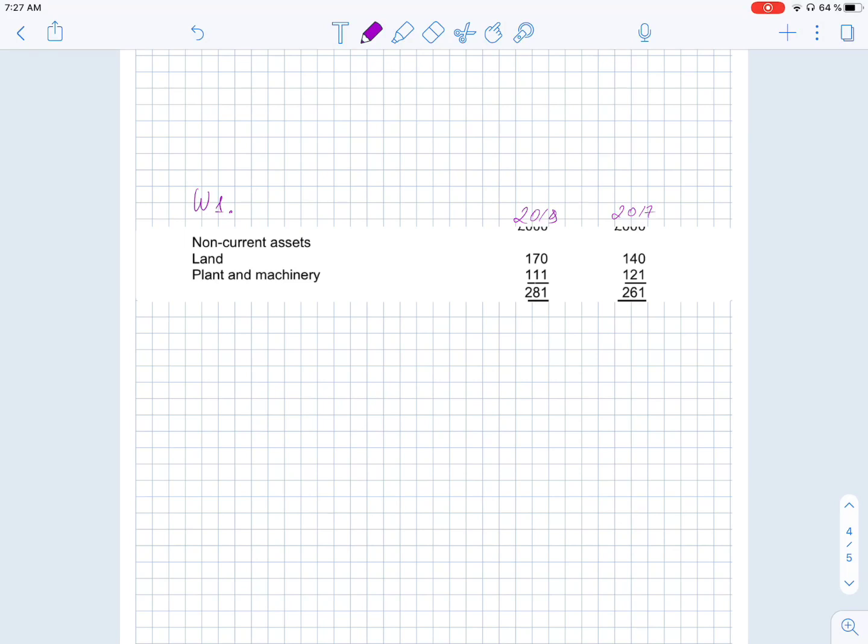So basically land is not a depreciable item, so the only change here could happen due to purchase or sale of any piece of land. And since the total amount increased from 140 to 170, I believe that there was a purchase of land during the year in a total amount of 30,000 pounds.